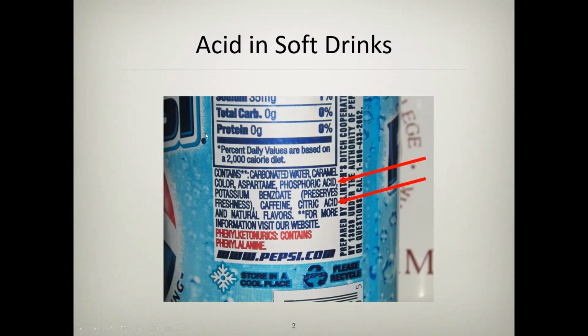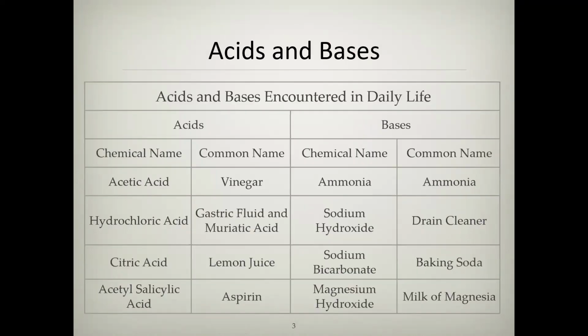If we just look here, this is just a soda label. We can see phosphoric acid, citric acid. So we can see some of the beverages are going to include these. Cleaning products are going to have bases in them. If we look at the table here, we can see some common ones, and then the same thing with the acids on the right-hand side.